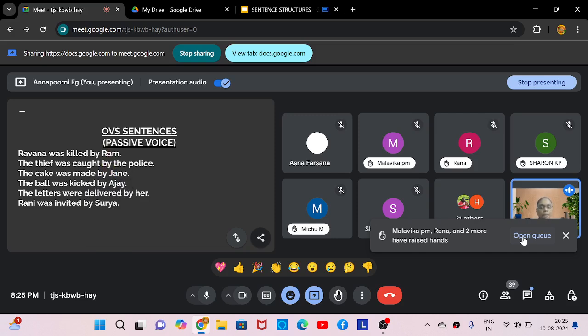Similarly, the cake was made by Jane. So Jane made the cake. അതാണ് active voice. The cake was made by Jane is in passive voice. The ball was kicked by Ajay. So here also the ball is the object, was kicked is the verb, by Ajay is the, by നമ്മൾ consider ചെയ്യേണ്ട, Ajay is the subject. The letters were delivered by her. So the letters is the object, were delivered is the verb, her is the subject. And Rani was invited by Surya. So Rani is the object, was invited is the verb, and Surya is the subject.